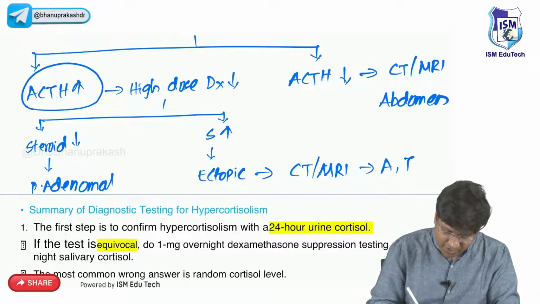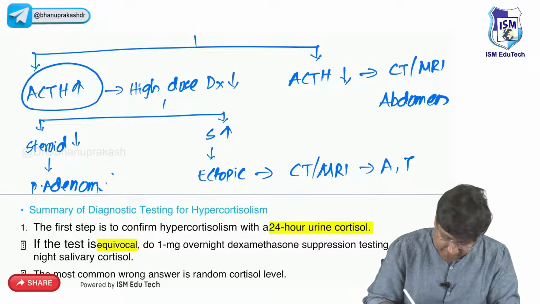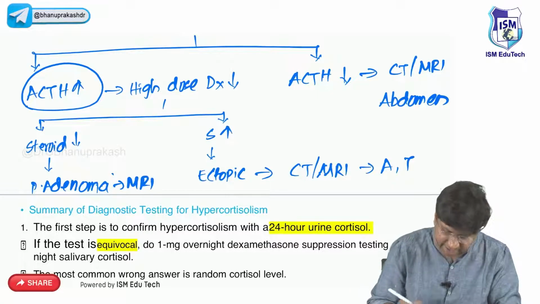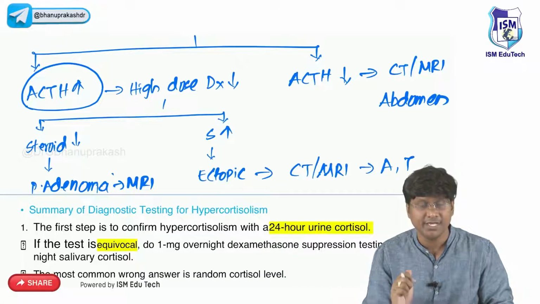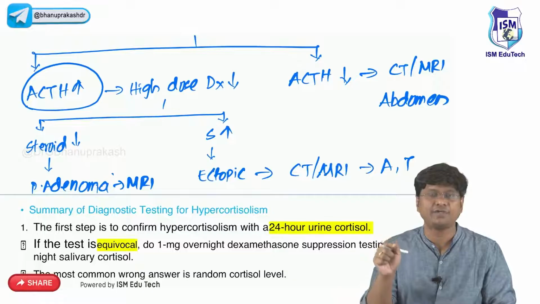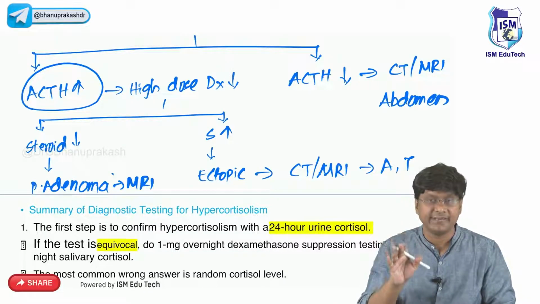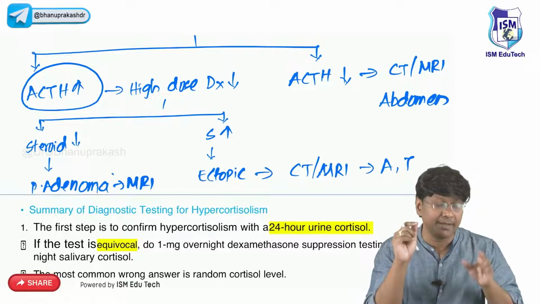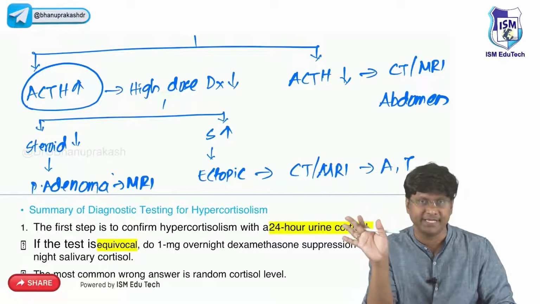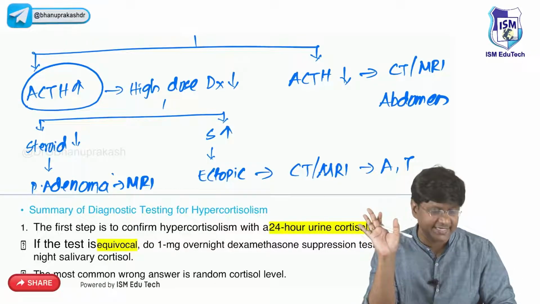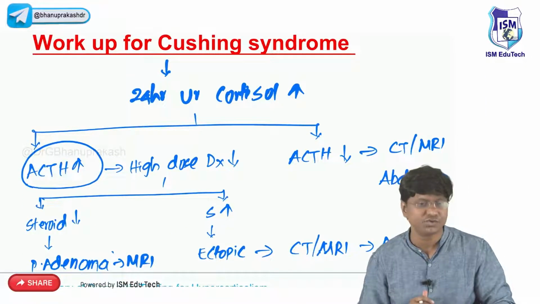And once you suspect that it is the pituitary adenoma, then you will be doing the MRI of the pituitary. That is mainly to look for the size of the tumor. Now, if you are suspecting a pituitary tumor but the MRI is normal, then you need to do inferior petrosal venous sinus sampling. So this is the workup that you will be doing in patients with Cushing syndrome.